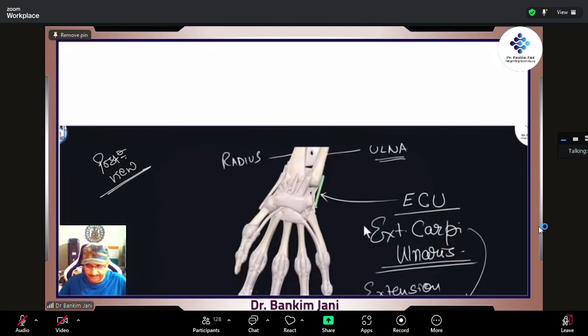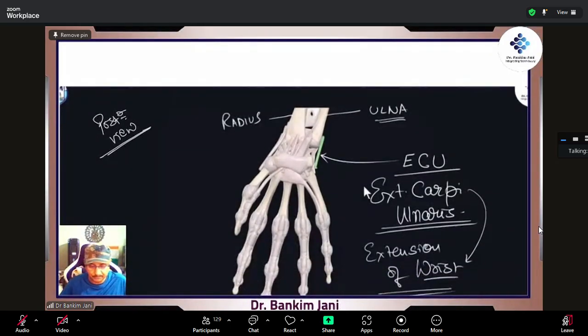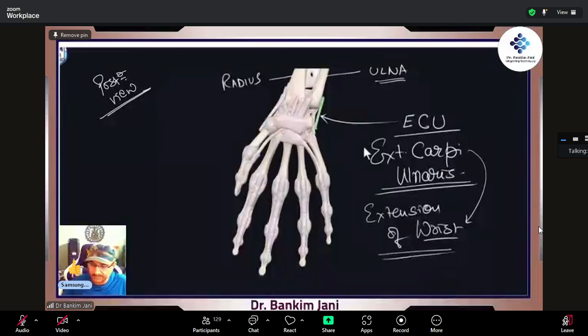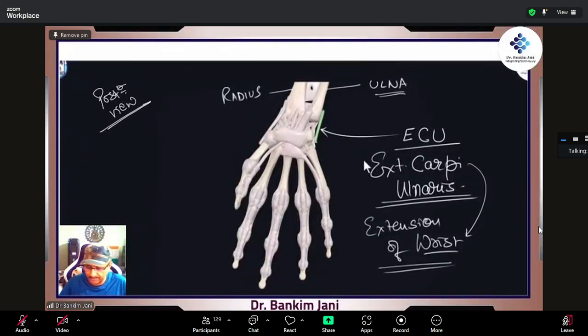Moving further, radius, ulna, and over here, this is extensor carpi ulnaris. Right? This is the posterior view. So extensor carpi ulnaris, and we'll see that extension over here. Right? That is for the extension of the wrist. This part is clear. Now, whenever we talk about carpi, that means we are talking about the wrist.